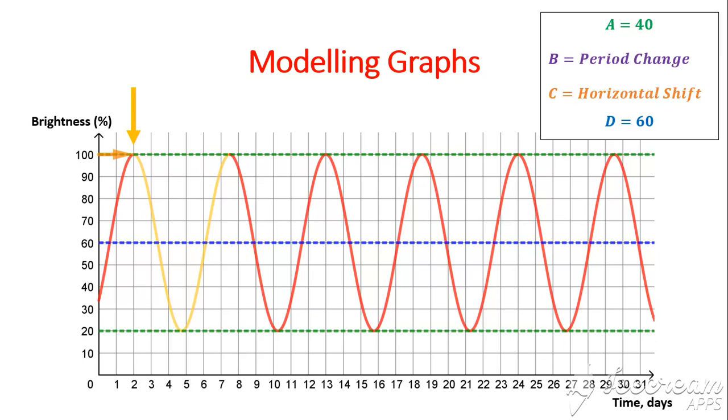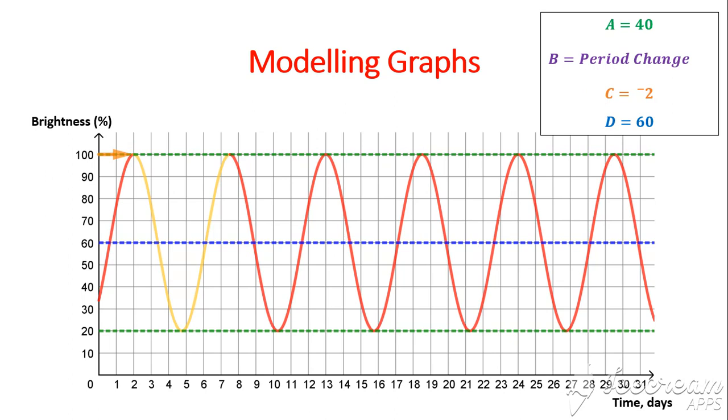And we're going to treat it as a cosine graph. Cosine starts at its maximum. So because the graph has moved 2 squares to the right, we can say C is negative 2. Remember, C is the opposite because we're putting it in brackets to what we're moving. If we move to the right, C is negative. If we move to the left, C is positive.